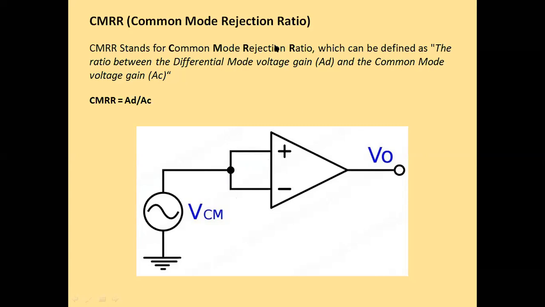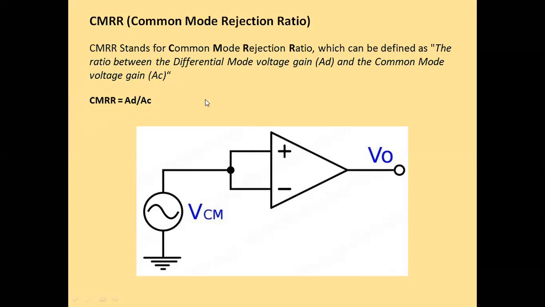Now here again we have two terms, rejection and ratio. Ratio means it should be a fraction. That means, as per the definition already mentioned, it is the ratio between AD and AC. So the formula for CMRR, that is common mode rejection ratio, is equal to AD by AC, where AD is differential mode voltage gain and AC is common mode voltage gain.